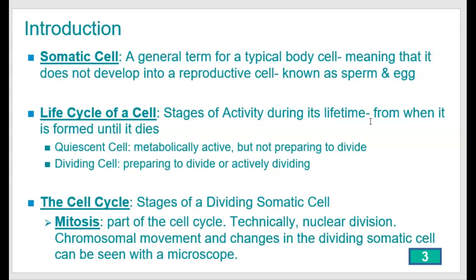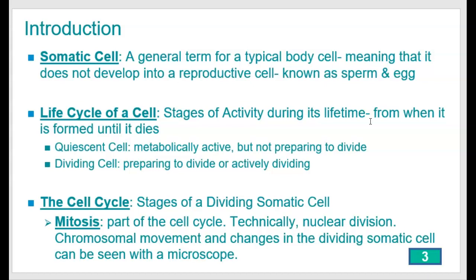So a quiescent cell is a cell that's in quiescence. And what that means is that it's metabolically active. It is functioning in the role that it has in the body, be it a bone cell or a skin cell or a muscle cell. But it is not preparing to divide in any way. It's just busy doing its job. Whereas a dividing cell could be in one of two different phases. It could be preparing to divide or maybe actively physically dividing. So we'll look at the difference between those two things in a little bit.